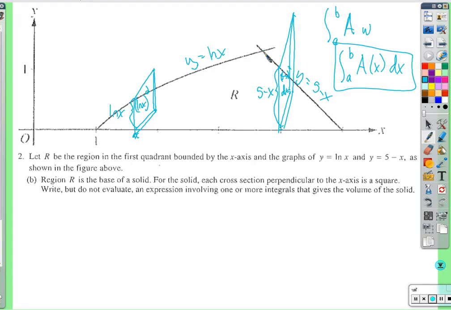So we've got the volume of this solid with square cross sections is going to be the definite integral from what? 1 to something. How will we find that something? Set them equal to each other. Here's what's going to happen. We're going to set the natural log of x equal to 5 minus x.